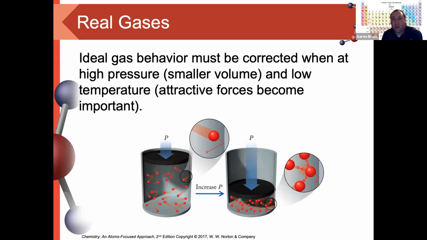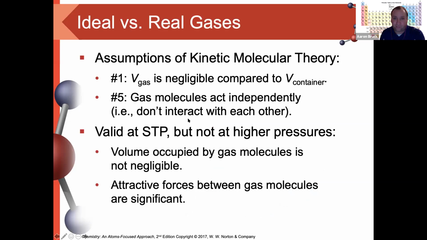And when I'm at low temperature, I have to understand that those attractive forces are going to become more important, because since the molecules aren't moving as fast, when they collide with each other, the chances of them interacting and attracting each other as they come close to each other is significantly greater. And so where this attacks the kinetic molecular theory are in the first and then the fifth postulates, those assumptions that we made.